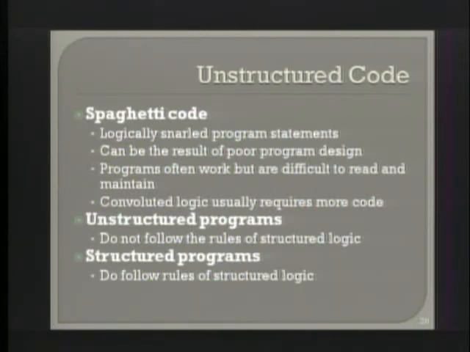Unstructured code is spaghetti code, another word we use for it. It's logically snarled program statements, which basically means it's a big mess. And it works a lot of times, but it just isn't very easy to read. And it usually requires more code too, so unstructured programs don't follow the structured logic rules, and structured programs do.